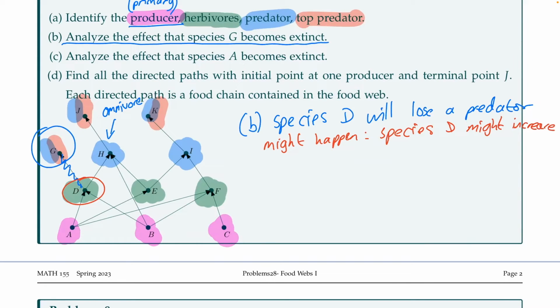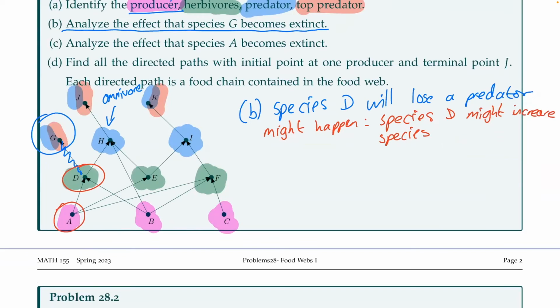What other things might happen? Well, as there's more species D around, maybe this is grass here. So species A and also species B, both of these things might go down because they're both eaten by species D. So those things might happen. We also might see, say, species H. If there's more rabbits around, this might be another predator, say coyote, species H might go up.